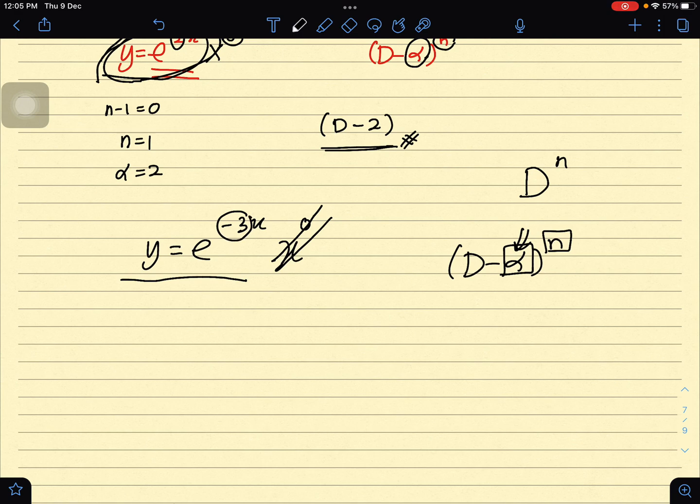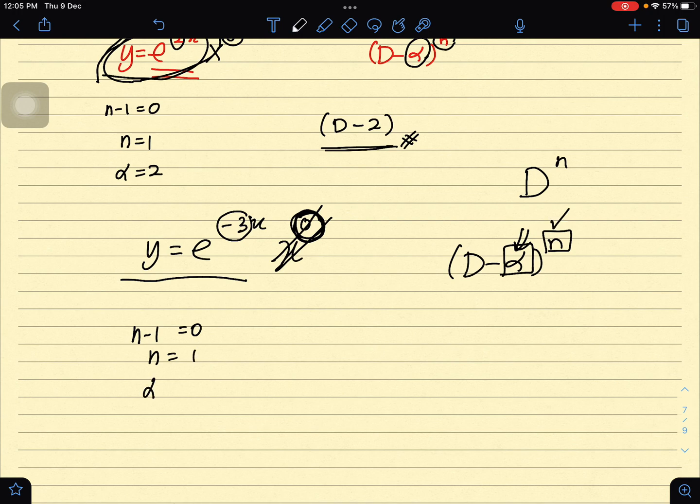Okay, and n comes from the value of your polynomial. Now your polynomial is to the power of 0, and you need to know that this one is always n minus 1, equal to 0. Therefore, your n is equal to 1. Then you have the value of n already.